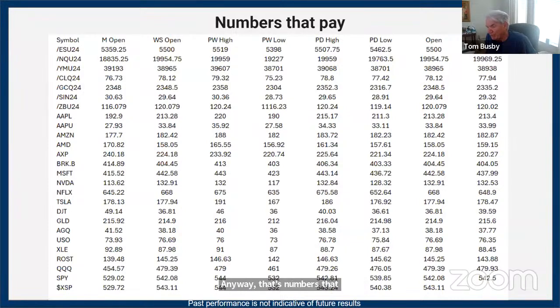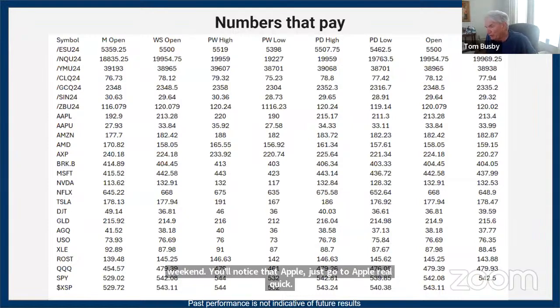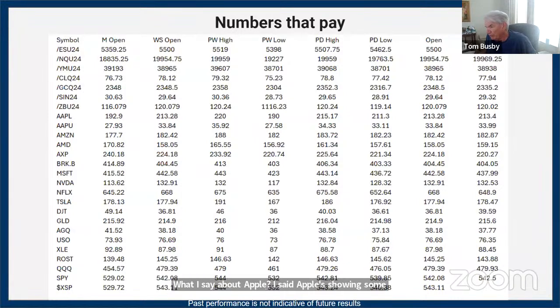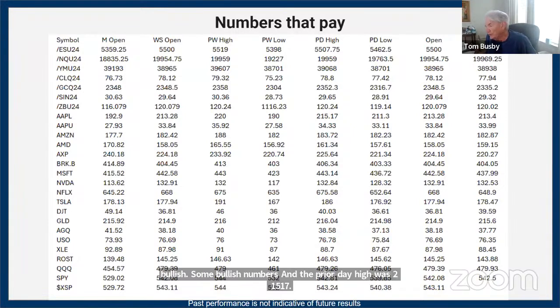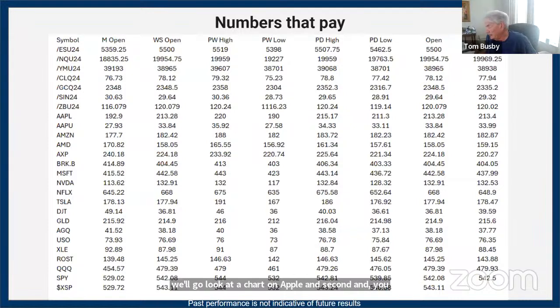You'll notice that Apple, let's just go to Apple real quick. What did I say about Apple? I said Apple's showing some bullish numbers, and the prior day high was 215.17. See that? That prior day high? We're trading 216. And we'll go look at a chart on Apple in a second. And, you know, it's setting itself up for a good week, especially if it goes higher than my 10 ticker play. That's pretty good stuff right there.